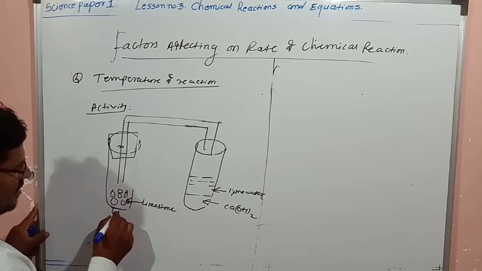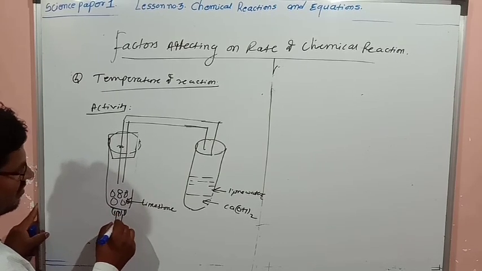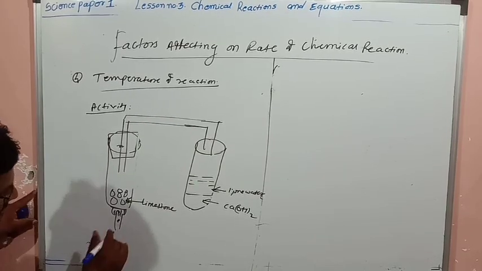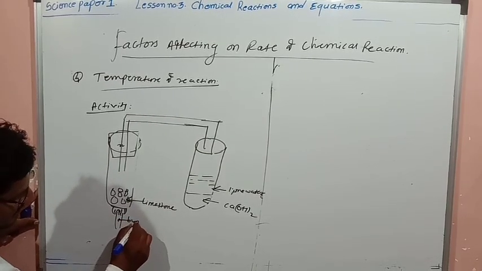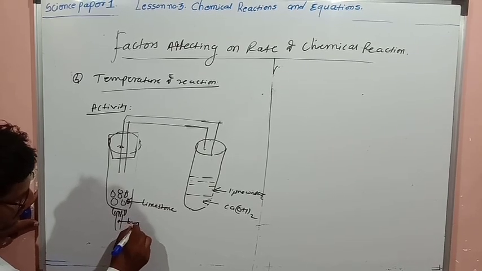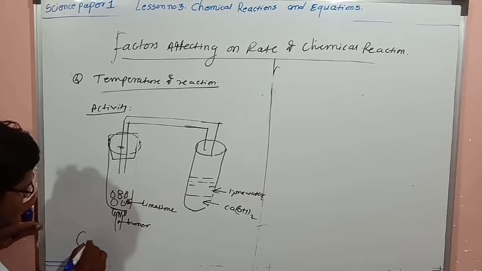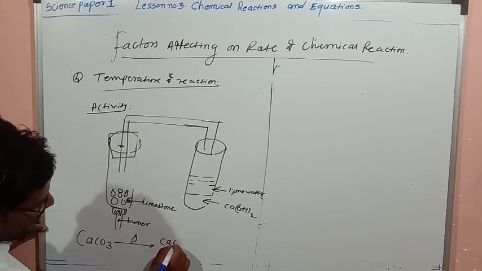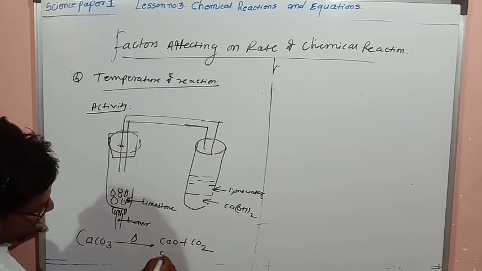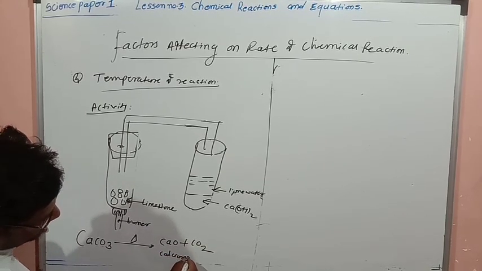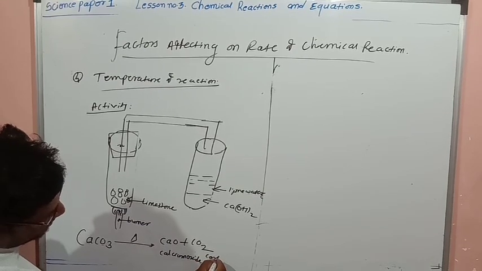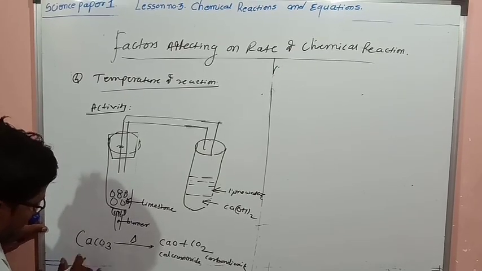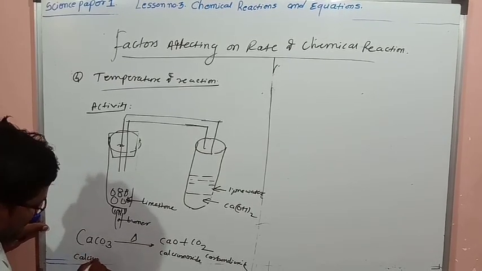Then if you are heating this with the burner above, which reaction takes place after heating? After heating, CaCO3 will get converted into CaO plus CO2, calcium oxide plus carbon dioxide, and here calcium carbonate.